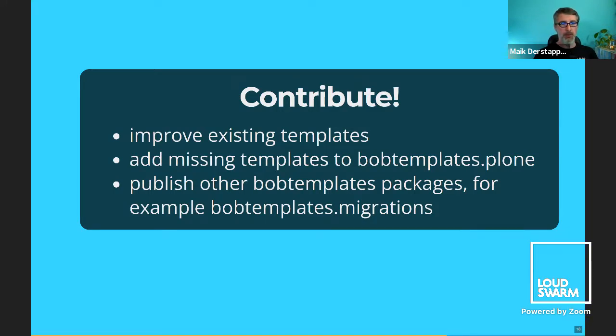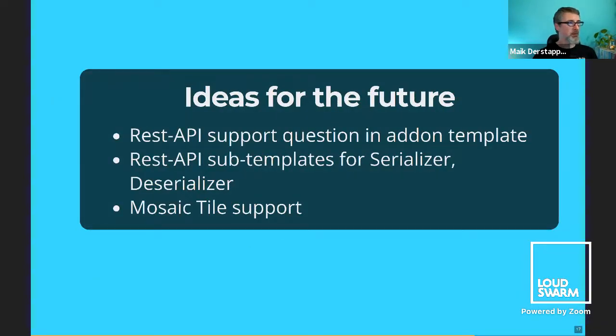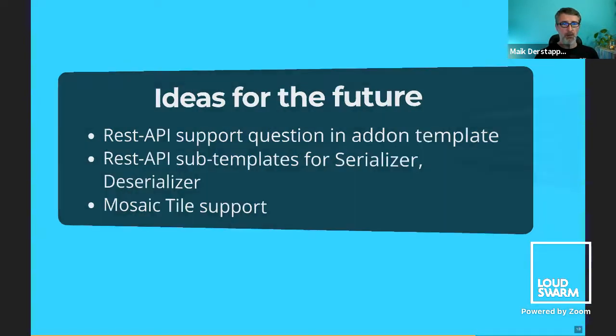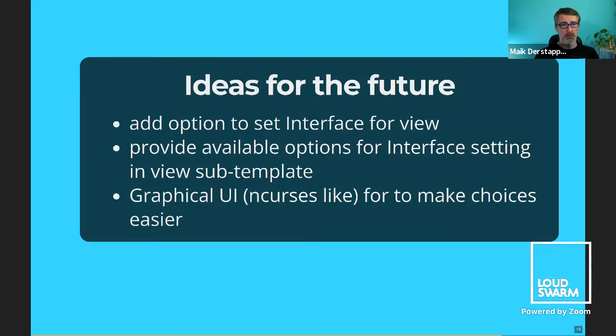So yeah, you can help by just improving existing ones, or like some people already did in the past, contributing new ones. Not all of the templates we have here are made by me. And if you have any ideas how to do things better, if you're not happy with some stuff the templates provide, then just give us a hint. Some things for the future: there might be REST API support for serializers and other stuff. One thing which probably will come this year or early next year will be Mosaic tile support. And yeah, there are some other ideas.